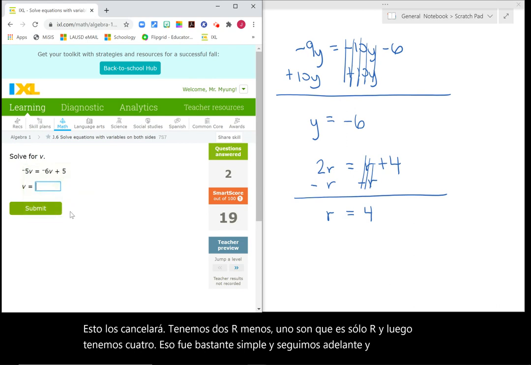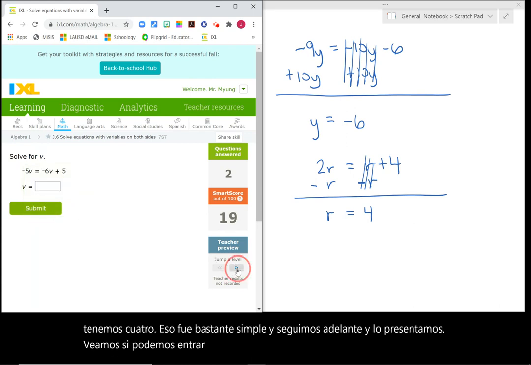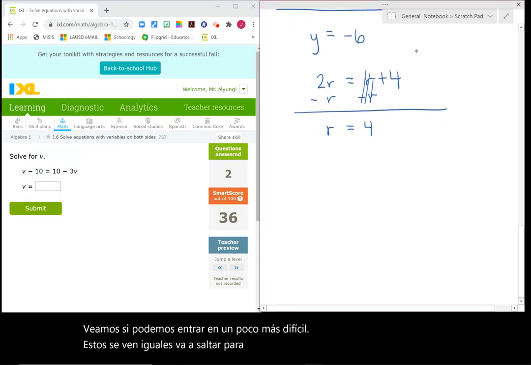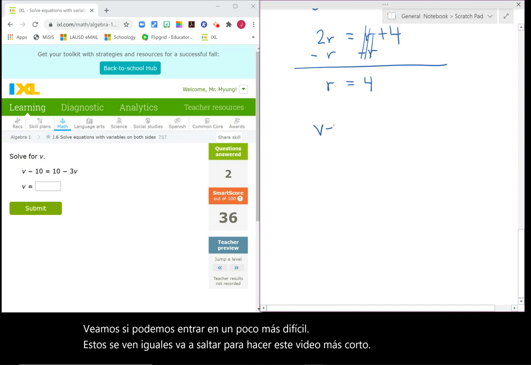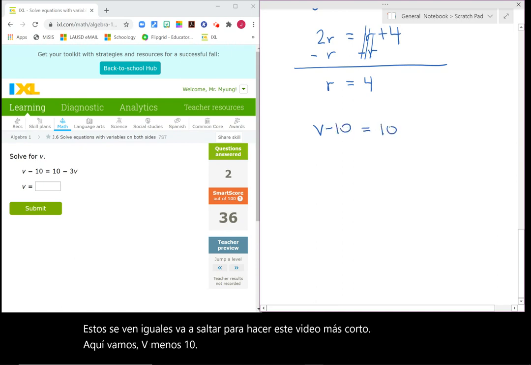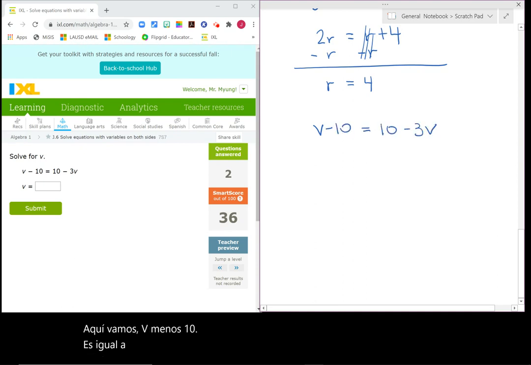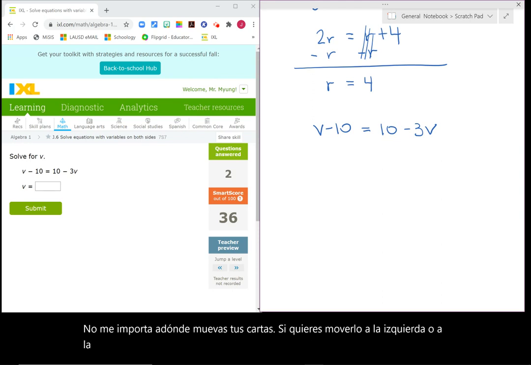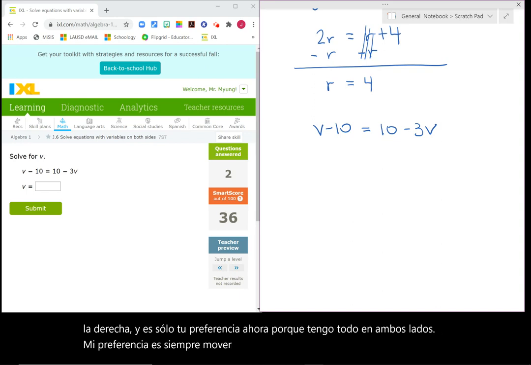Let's see if we can get into a little more challenging. These look the same. I'm going to jump to make this video shorter. Here we go. V minus 10 equals 10 minus 3v. Now, I don't care where you move your letters, if you want to move it to the left or the right, it's just your preference, now because I have everything on both sides. My preference is always to move the letter to the left-hand side.